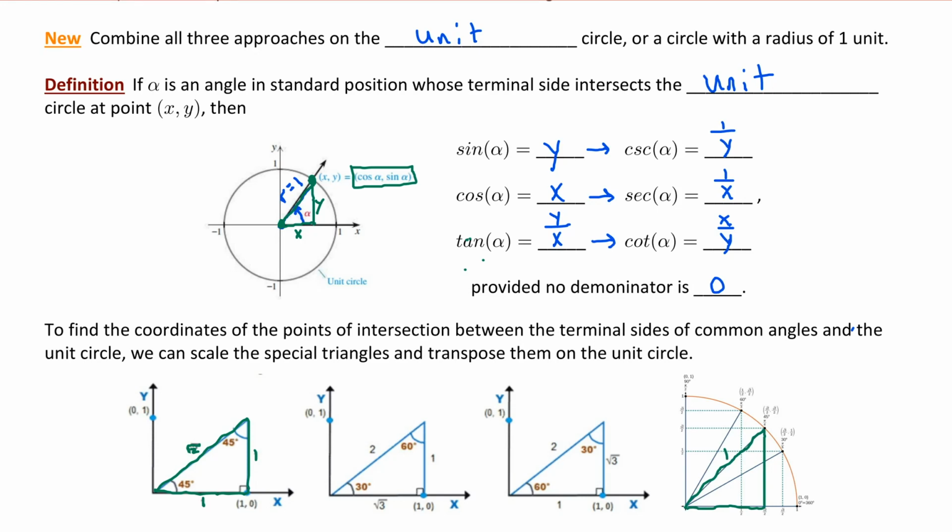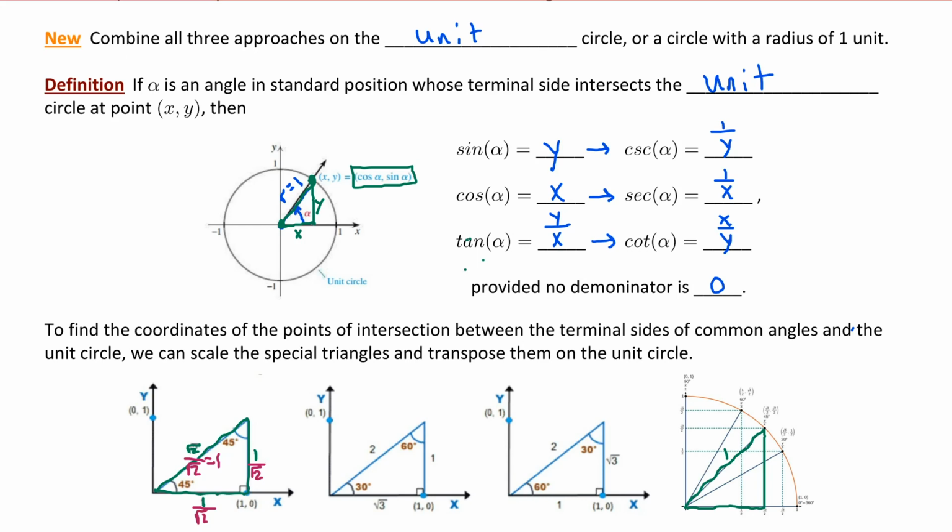Currently, the hypotenuse is square root of 2 units long. So in order to scale it to be 1 unit long, I'm going to divide it by the square root of 2. However, if I divide the hypotenuse by the square root of 2, I'm also going to need to scale the other legs by dividing them by the square root of 2 as well.